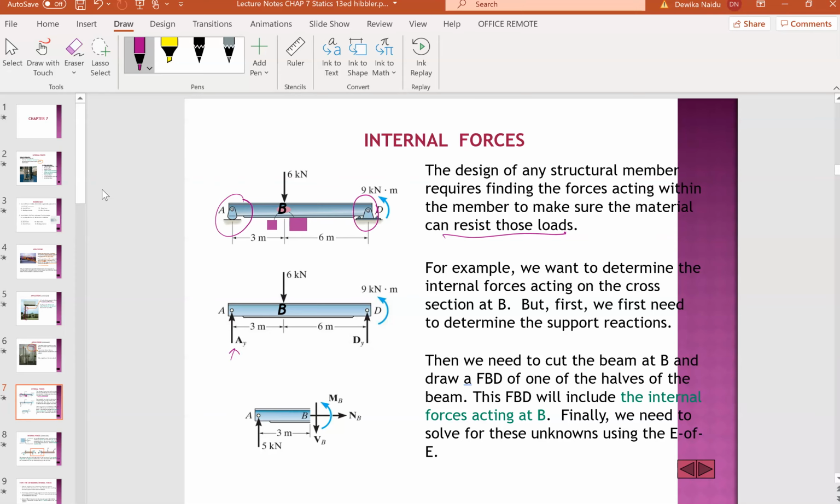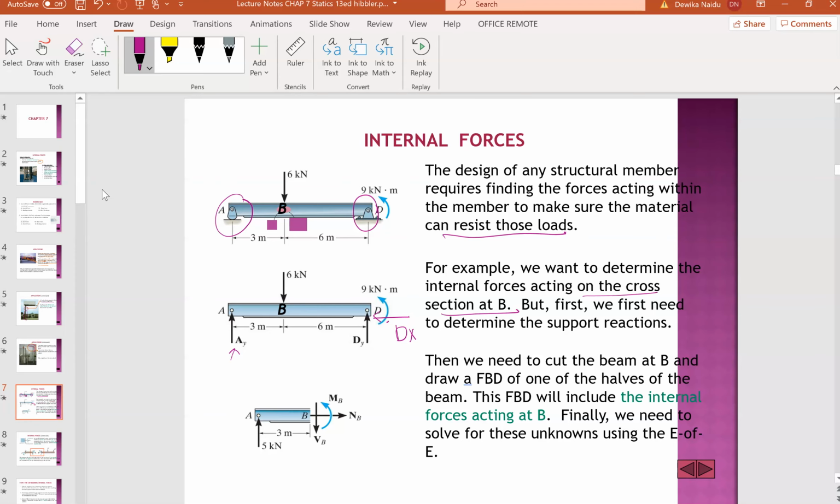Looking at this, this is a roller, so you have one external force. This is a pin, so you have two, Dy and Dx. From the previous chapter, there are no horizontal forces, so automatically Dx here becomes 0. That's the reason why they didn't even show the Dx. Next, they are telling you to study the section at B.